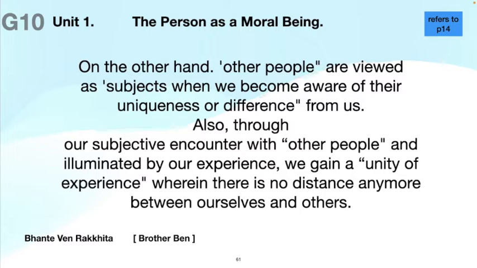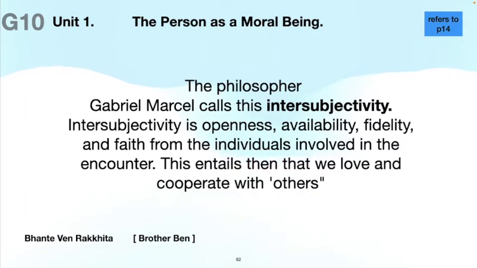On the other hand, other people are viewed as subjects when we become aware of their uniqueness or difference from us. Through our subjective encounter with other people, and illuminated by our experience, we gain a unity of experience wherein there is no distance anymore between ourselves and others. The philosopher Gabriel Marcel calls this intersubjectivity. Intersubjectivity is openness, availability, fidelity, and faith from the individuals involved in the encounter. This entails, then, that we love and cooperate with others.